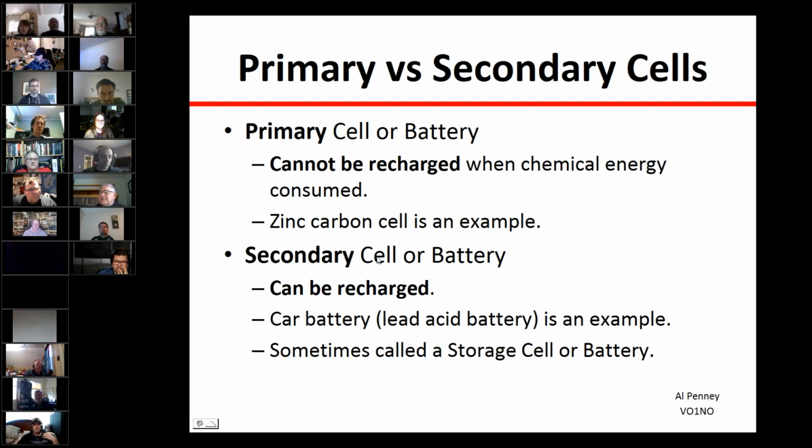Now, there's a secondary cell or a secondary battery. They can be recharged. An example of that would be a car battery, a lead acid battery. And it's sometimes called the storage cell or a storage battery. And in that case, once you've used up some of that chemical energy, converted it to electricity, you can reverse the current flow through the battery or through the cell, and you will regenerate the system so that you can recharge the battery. And like I say, the lead acid battery is an example, but we'll look at others a little later on in this lesson.